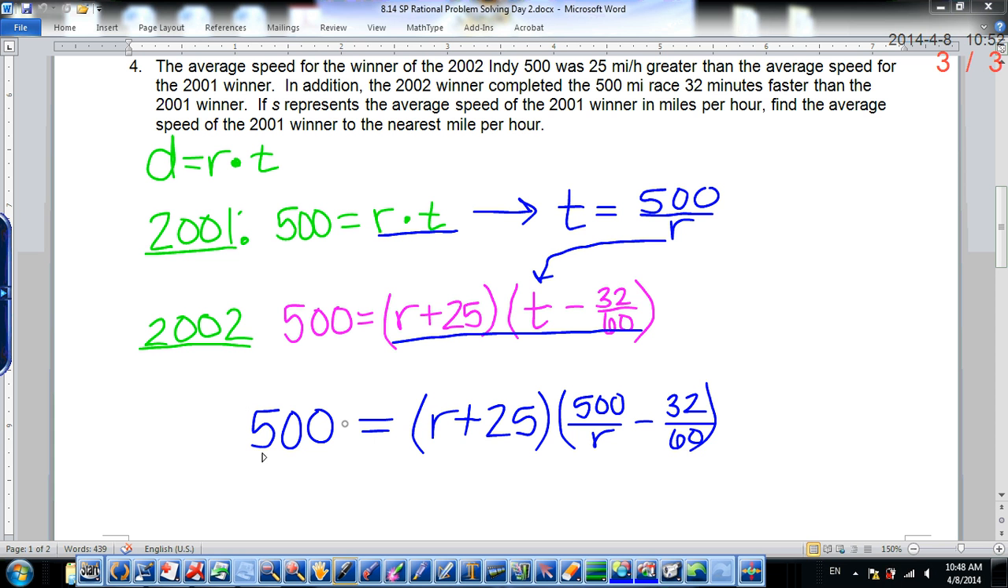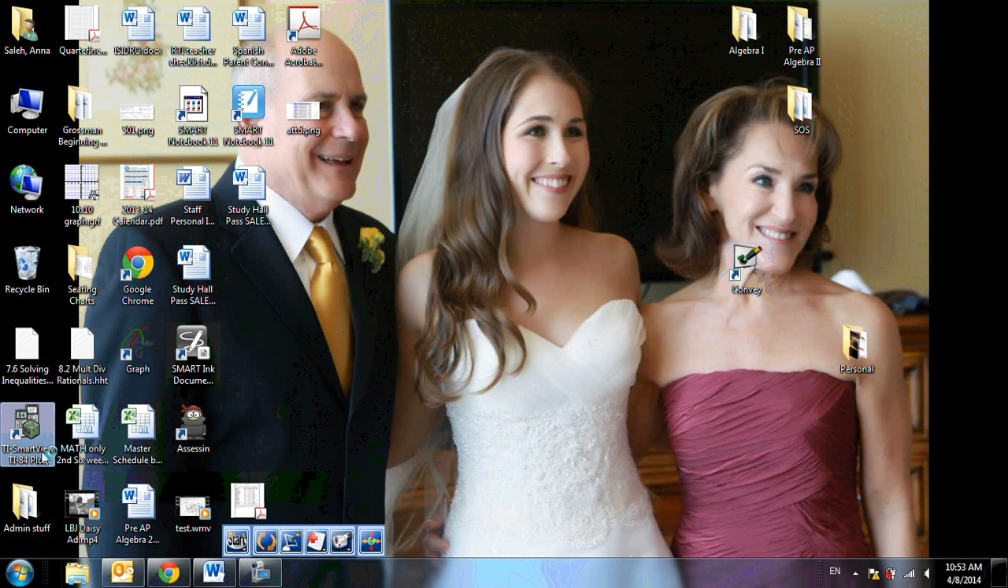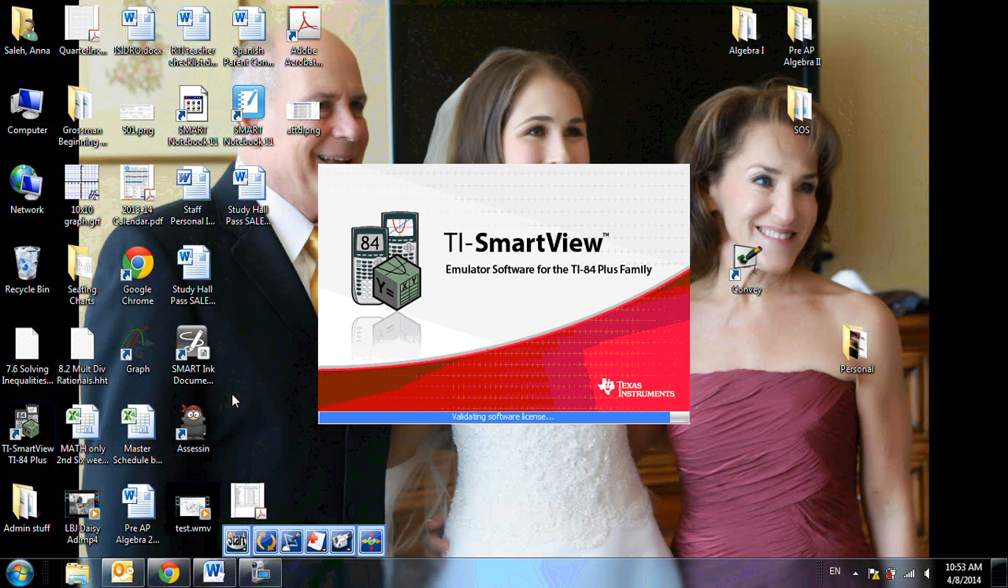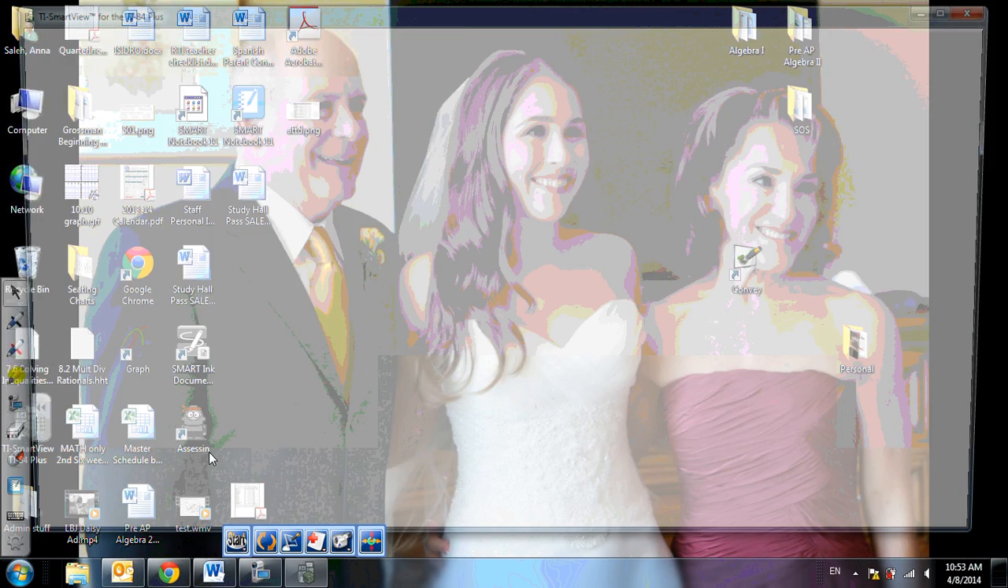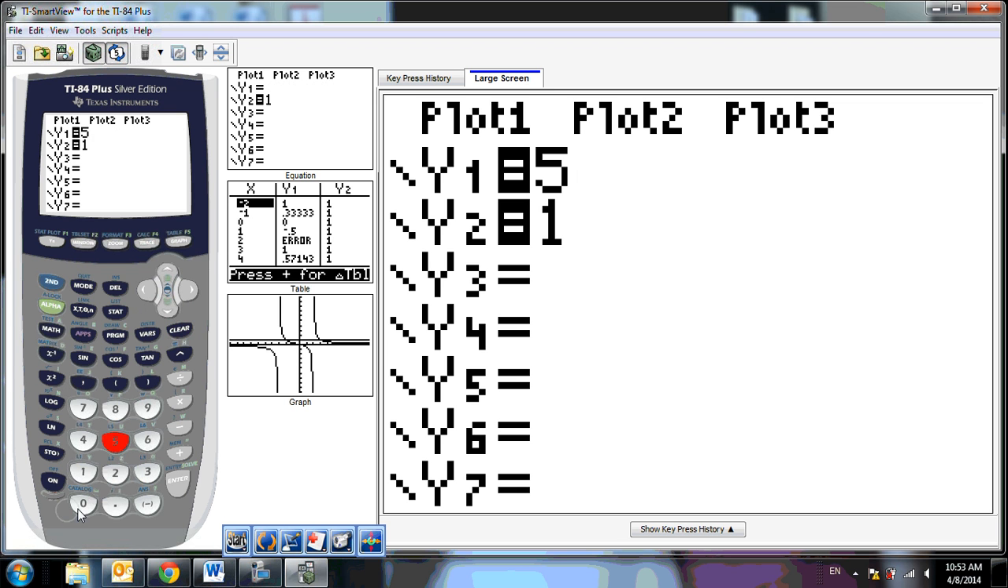All right. So let's try and enter this 500 in Y1 and this left side or right side in Y2, being really careful about our fractions. Let me pull up my calculator real quick, and I will do it with you. Alright, so I'm going to get 500 in Y1. Does it matter if you put 500 in Y1 or Y2? No, it doesn't matter.